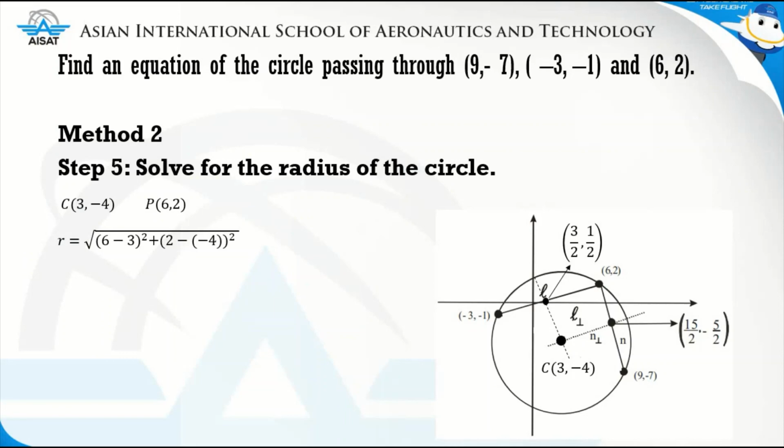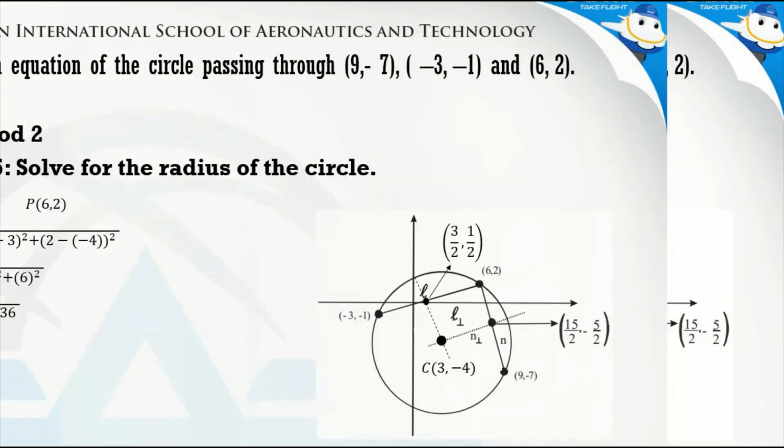So r is equal to the square root of, you'll have 6 minus 3 squared plus 2 minus negative 4 squared. So simplifying it further, we'll have 6 minus 3 is positive 3. 2 minus negative 4, you'll have 2 plus 4, so that's 6. So squaring both of them, we'll have 9 plus 36. 9 plus 36 is square root of 45, or basically that is 3 square root of 5. So now we already have the center and the radius. So we can substitute these values on the standard equation of the circle.